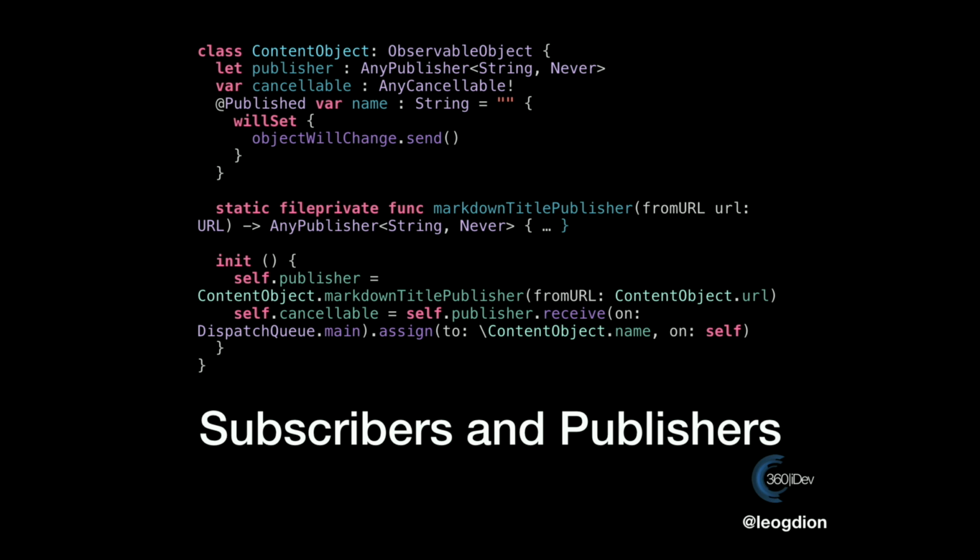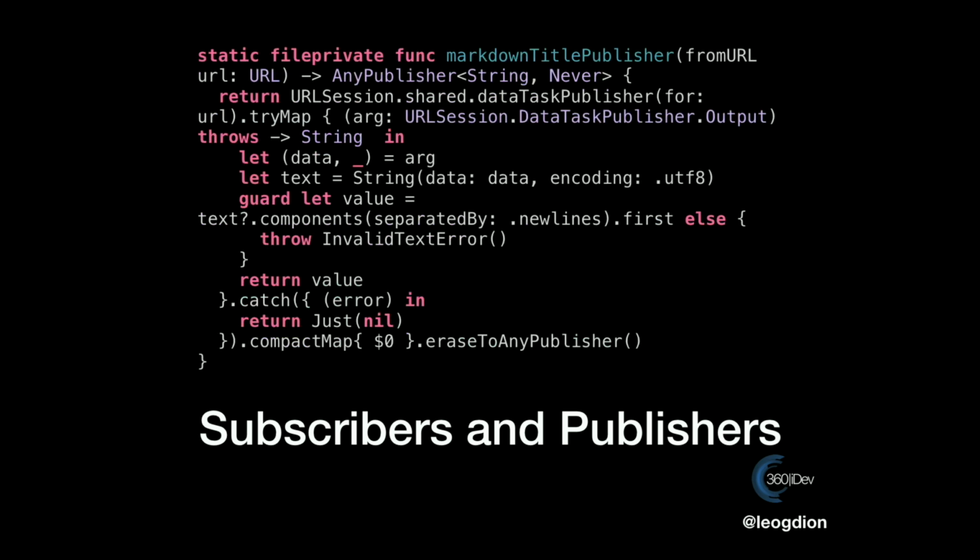With that publisher, we have to receive on the main thread. Like I said, all UI updates are on the main thread. And then we say what key to assign the value to. And then SwiftUI does all the plumbing of making sure that's constantly updated whenever that file is downloaded. So let's get into how we create the publisher.